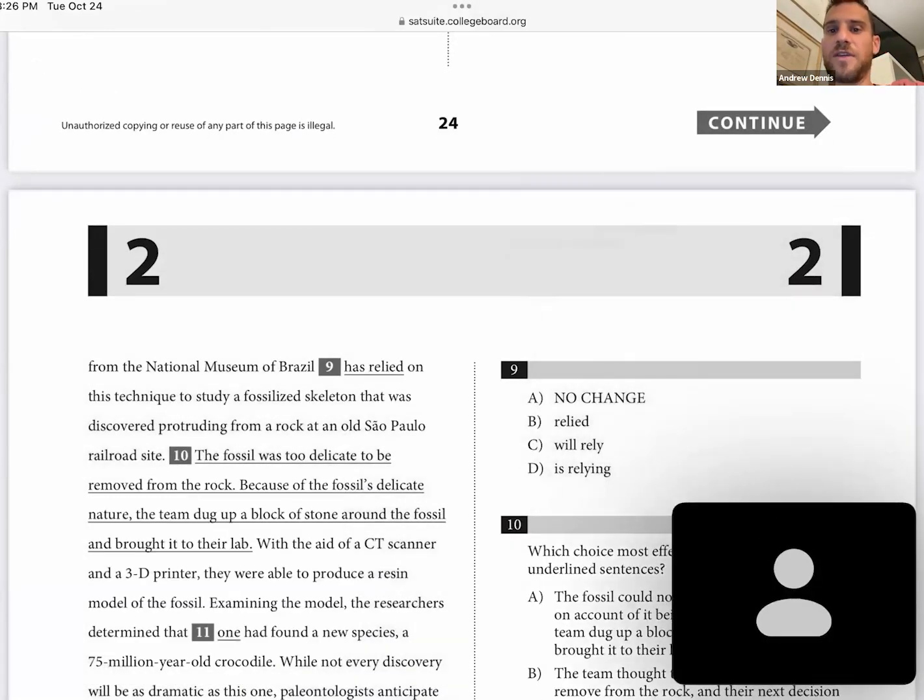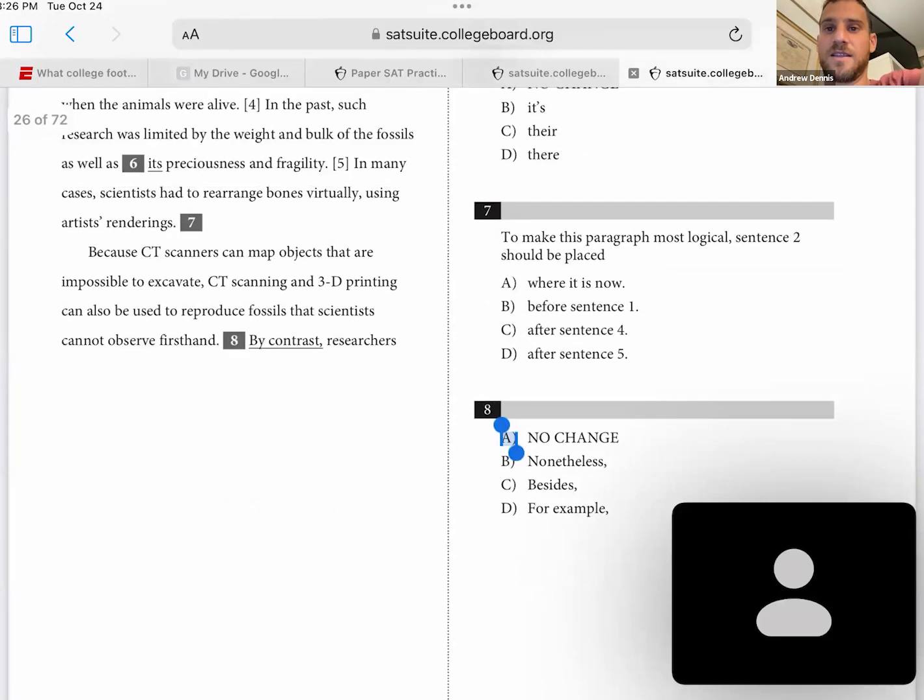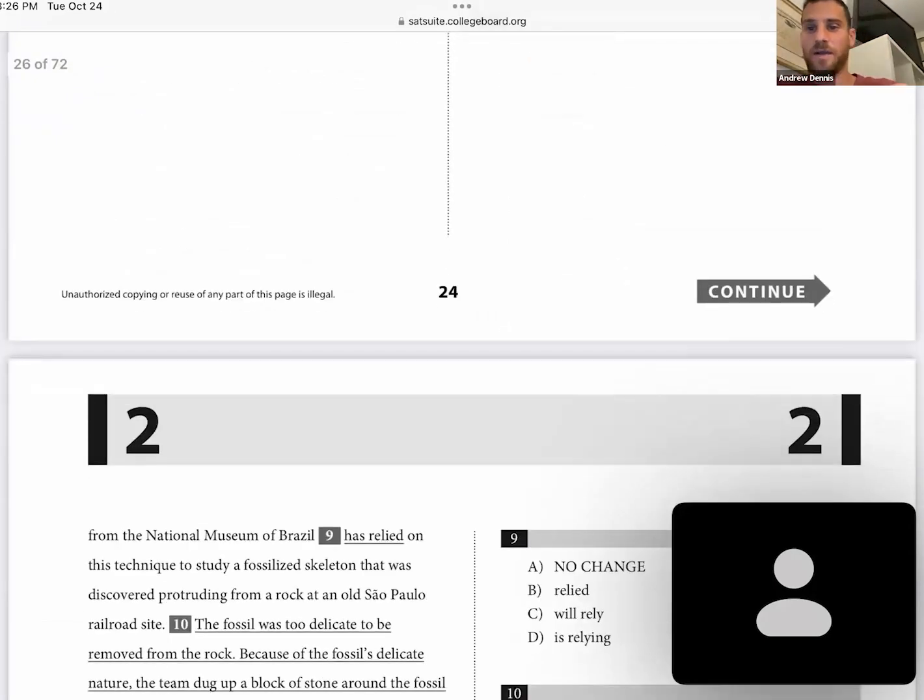They have relied on this technique. Which technique? The technique that was used, scanning and 3D printing, right? To observe, to reproduce fossils. Would it be "for example"? So it's kind of an example of it, right? Yeah, it would be "for example, researchers," and so on.